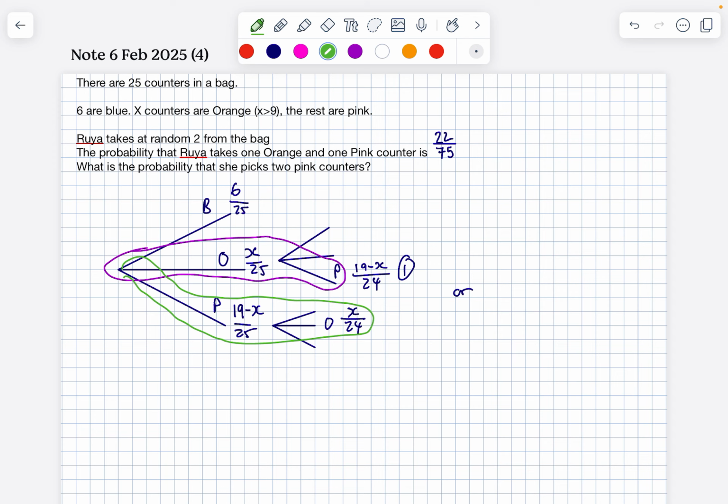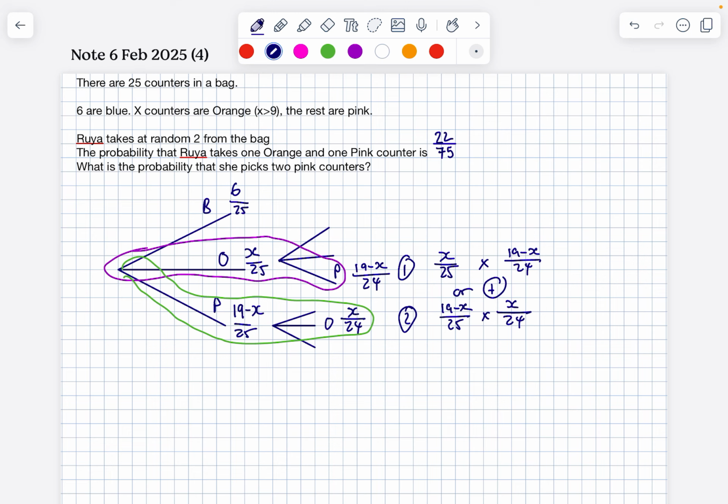So that means if it's or in probability, we are going to add those probabilities. So the first path means that I pick an orange, and the probability of that is X over 25. And I pick a pink, which is 19 minus X over 24. And for path 2, I pick a pink, which is 19 minus X over 25, and then I pick an orange, which is X over 24. Now, if you look at the 2 fractions, they have the same denominators. It's the other way round.